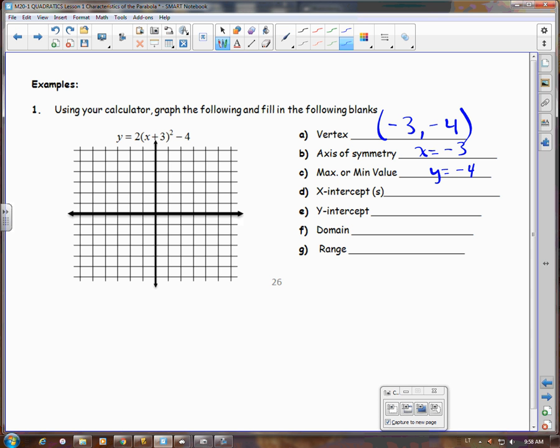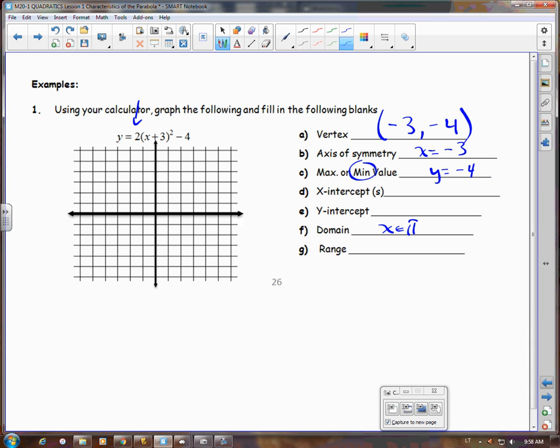Min? Min because? How do we know it opens up? I don't see the picture. Positive a value, right? Absolutely. So you get a lot of information from that equation. So positive a value means it opens up, which means we have a minimum value. Our domain, yeah, the easiest one right there.